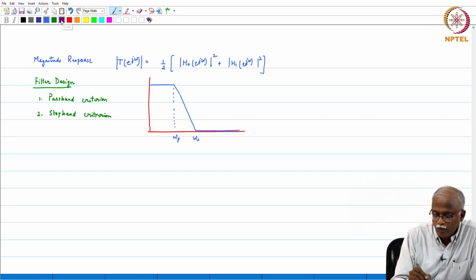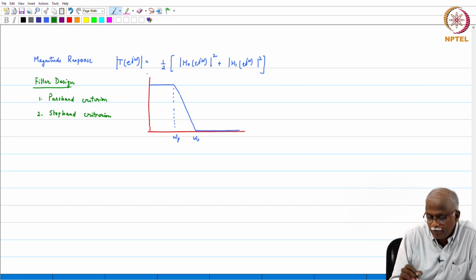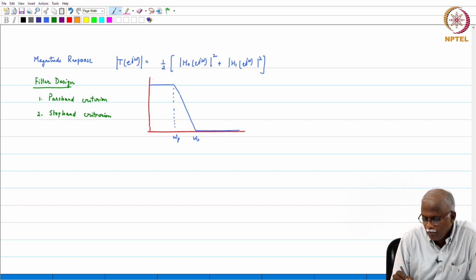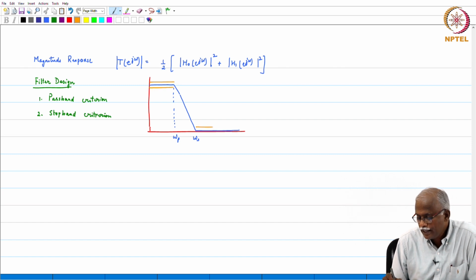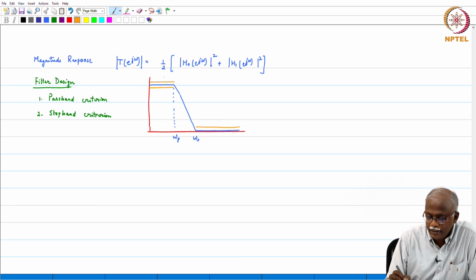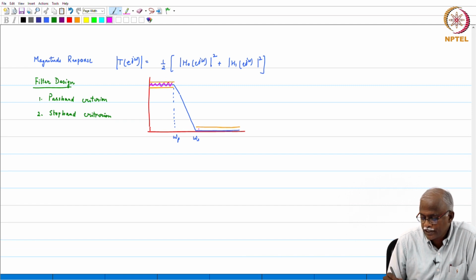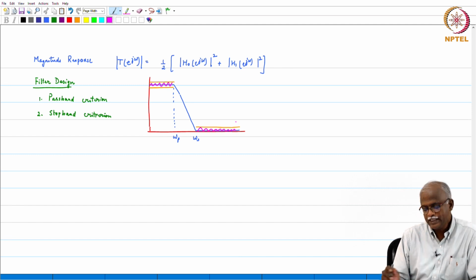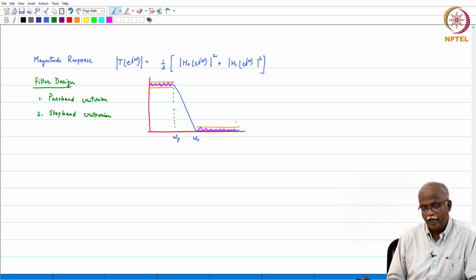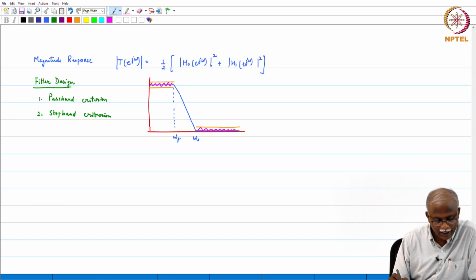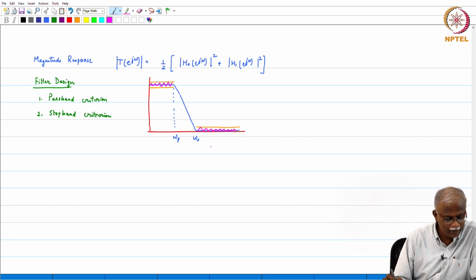But in practice what we would find is that you would have to permit a band around the pass band edge and also the stop band edge, and we would like the filter's actual response to be contained within this and as close to this as possible. This is what we would like to design. This is the classical FIR filter design, where you specify the passband edge and the stopband edge.